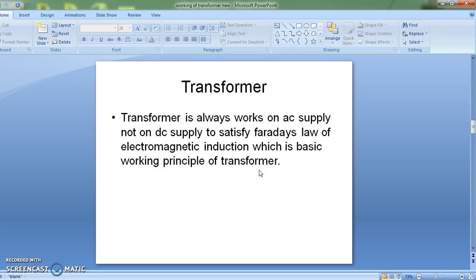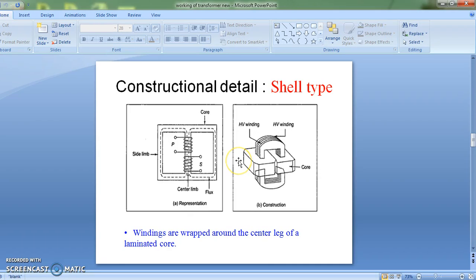Because in Faraday's law there is a change in flux, and when a change in flux occurs, then only an EMF gets induced in the transformer, which satisfies the actual working of the transformer, which can change the voltage from primary side to secondary side, or increase the voltage on the secondary side as compared to the primary side, or decrease the voltage on the secondary side as compared to the primary side.